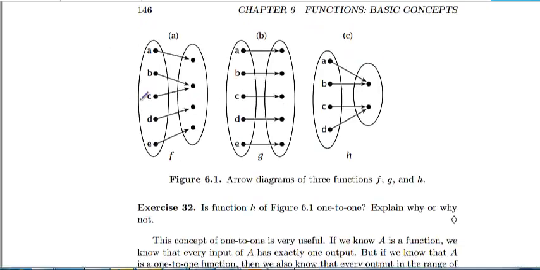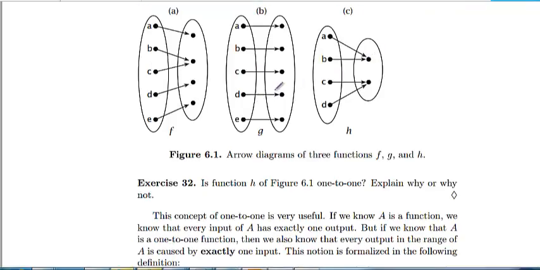Here's an example that shows when functions are one-to-one and not one-to-one. This function is not one-to-one because there's an output with two different inputs. This function is one-to-one because every output has a unique input. This function is not one-to-one because these two inputs go to the same output. So every time you have multiple inputs going to the same output, the function is not one-to-one. It's still a function, it's just not one-to-one.